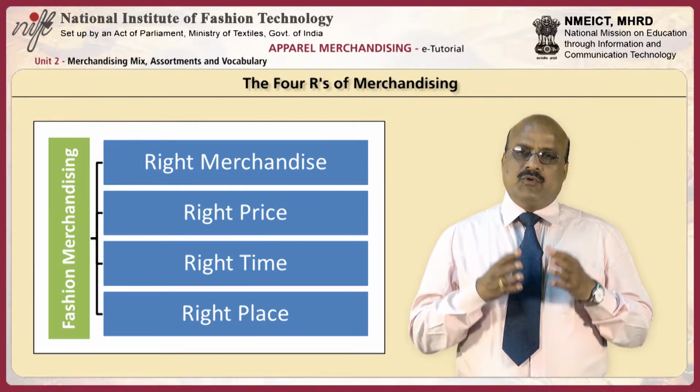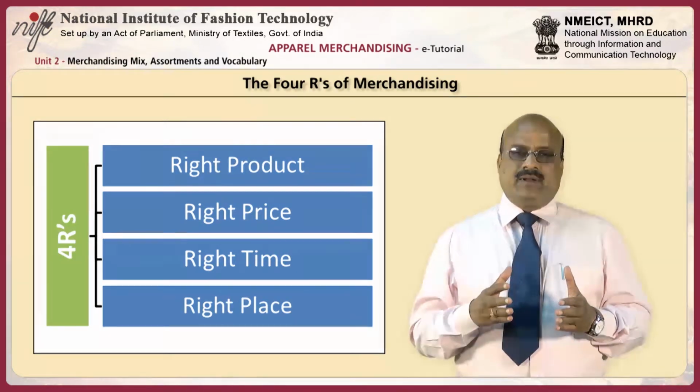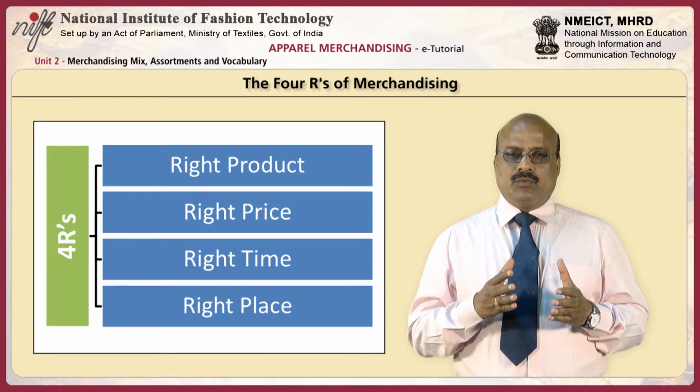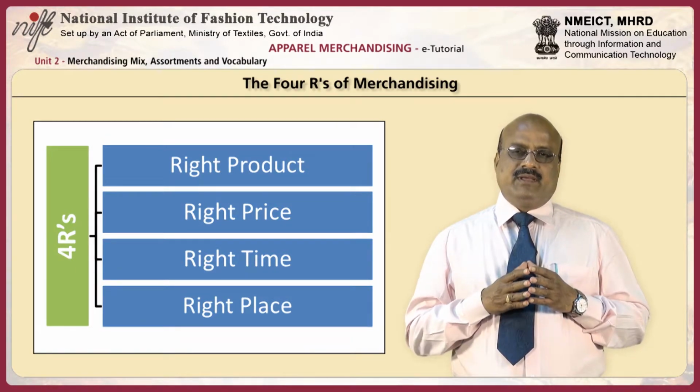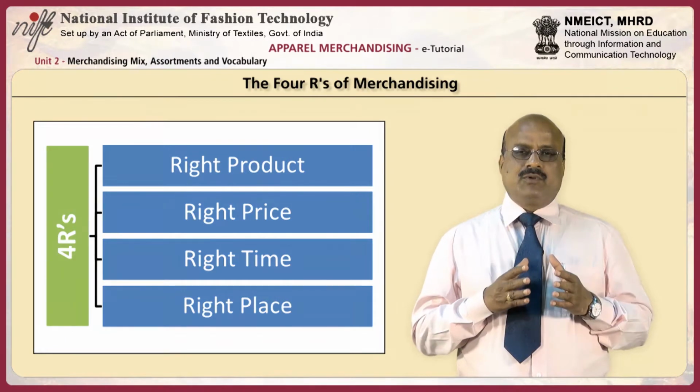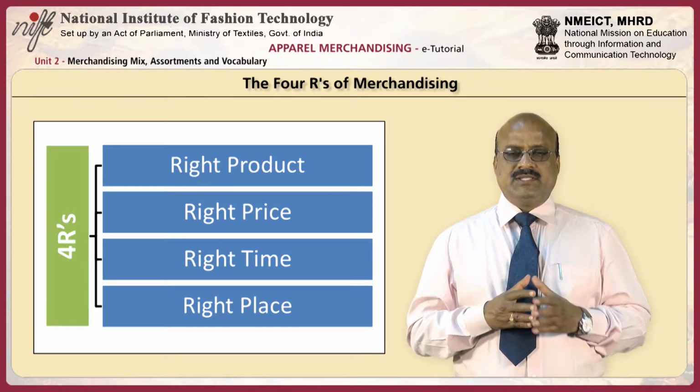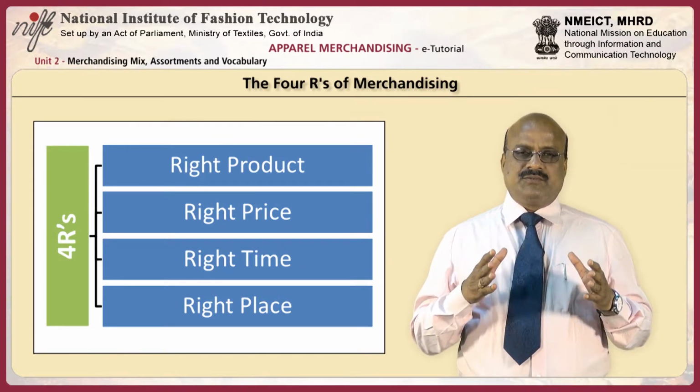So, the 4 R's are: 1. Right product, 2. Right price, 3. Right time, and 4. The right place. These are known as the 4 R's of merchandising.